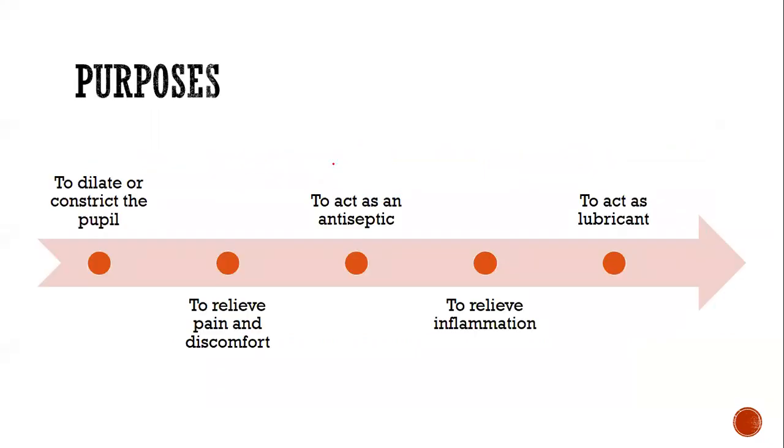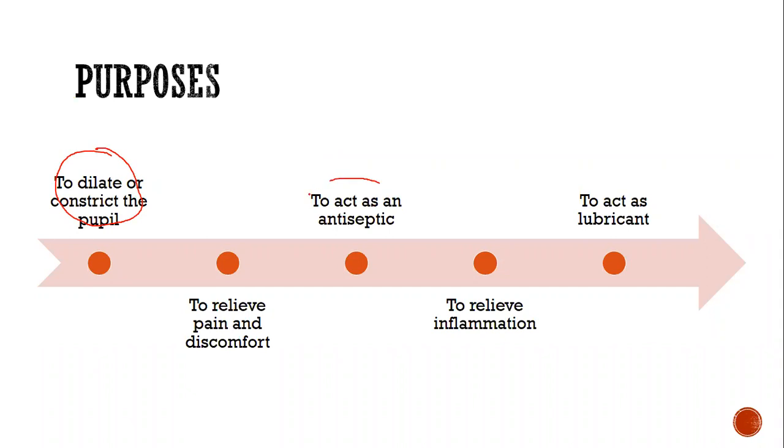Then, what are the purposes of instilling eye drop medications? First is to dilate or constrict the pupil. Before performing any surgical management, we should administer the prescribed amount of eye drop to dilate the pupil.